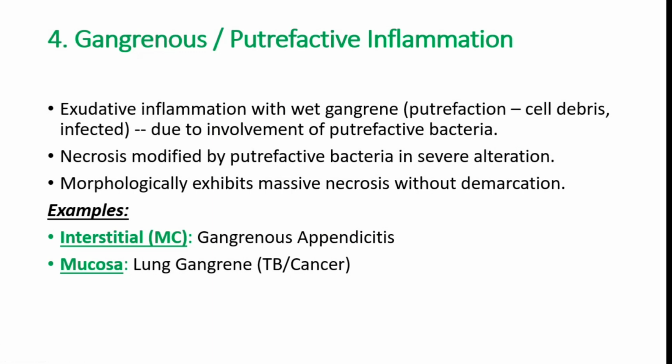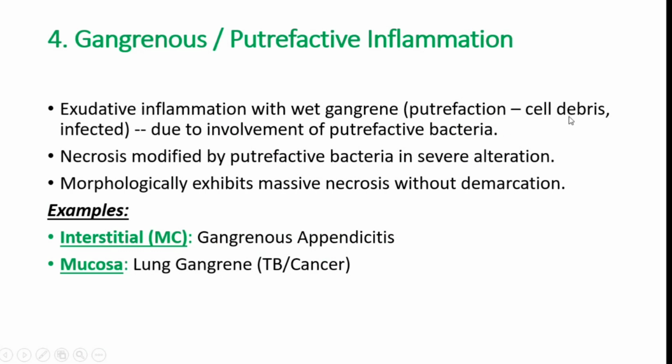This is the kind of exudate seen with wet gangrene. And what exactly is wet gangrene? Well, it is a necrosis modified by putrefactive bacteria in severe alteration. So the putrefactive bacteria cause the necrosis to be modified and infected, and it makes it look sort of green-grayish in color. There is a picture in the next slide.